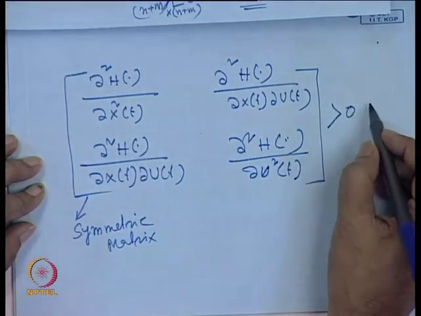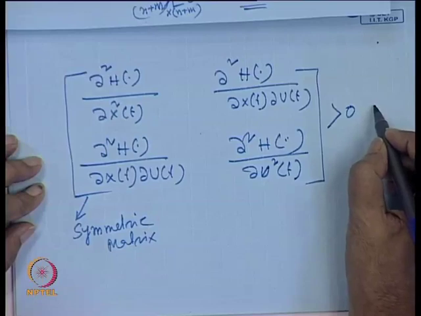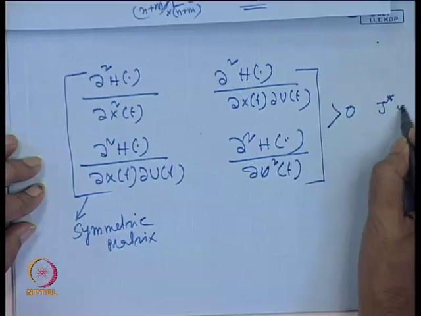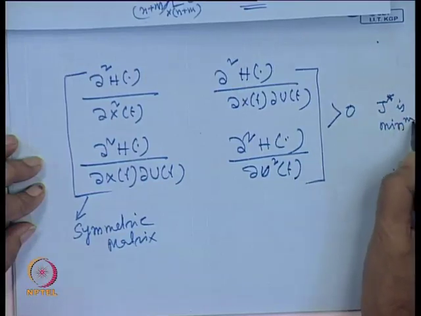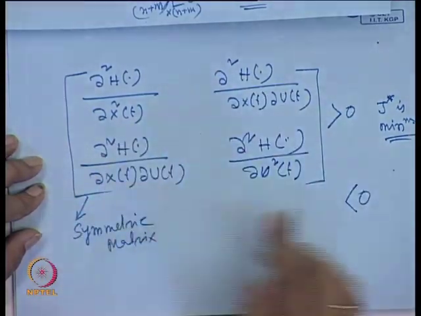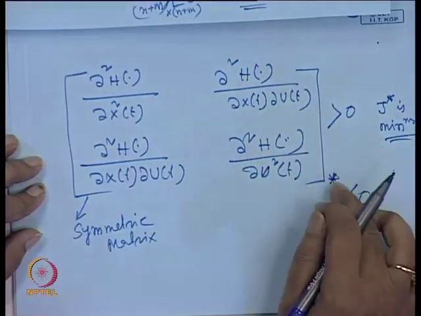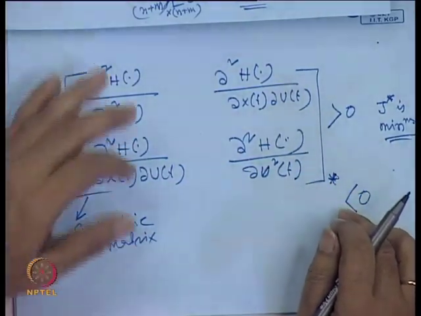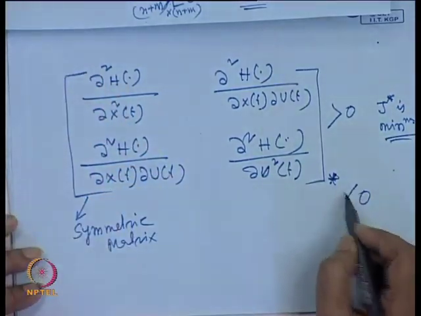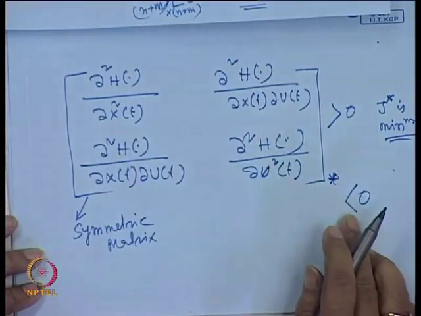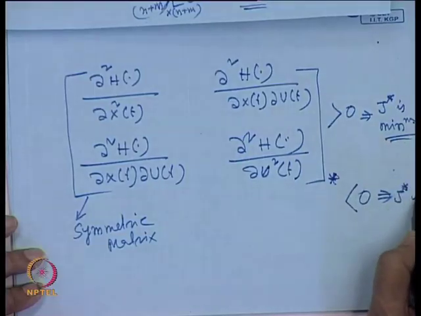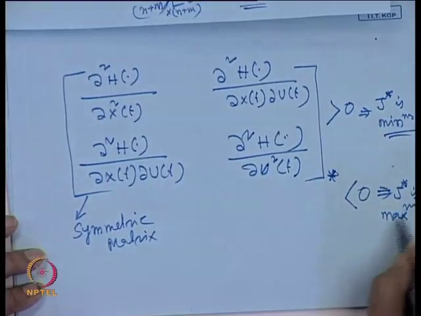If it is greater than 0, it implies that the functional value, J star, is minimum. If it is less than 0, the matrix is negative definite along the optimal trajectory, which we got by solving equations number 1, 2, 3 and the boundary condition. If you put it in this matrix and get a negative definite matrix, this implies that J star is maximum.